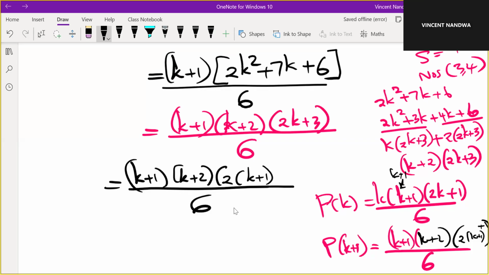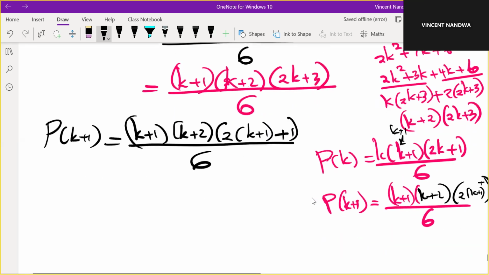Yeah, so that's what we have. So I'm saying that 2k plus 3 can be written as 2 into k plus 1, then plus 1. Do you see why that is the same as 2k plus 3? Yeah, because when you multiply, you have 2k, then 2 times 1 is 2, 2 plus 1 is 3, okay? So this is our P of k plus 1, which actually we needed to have, okay?